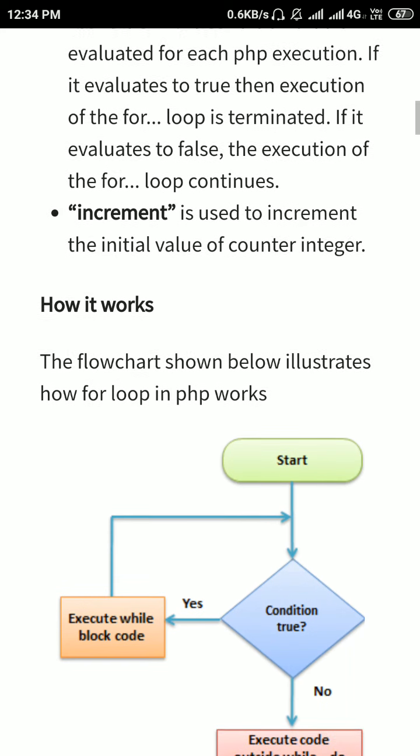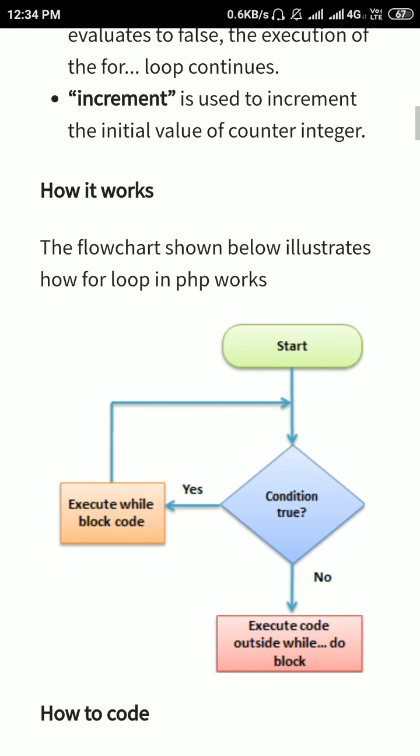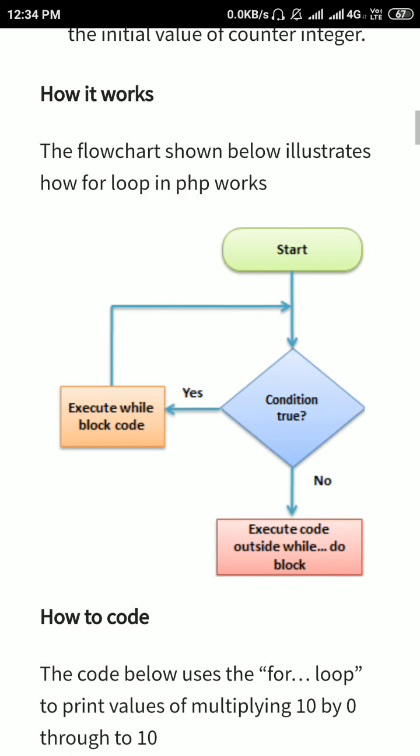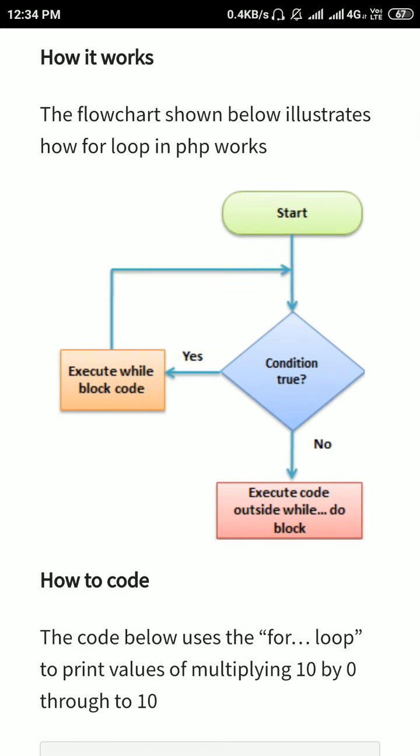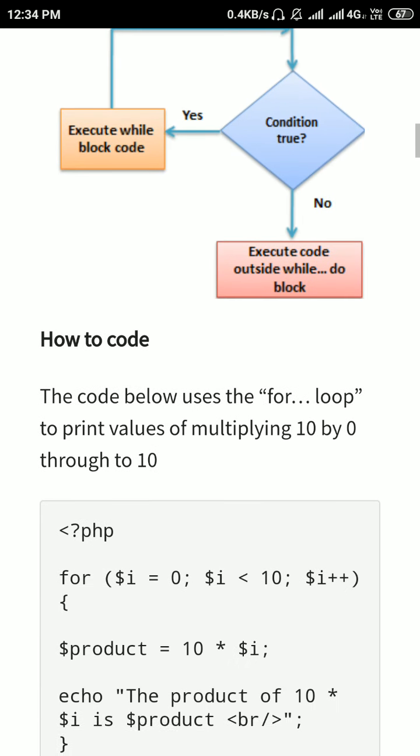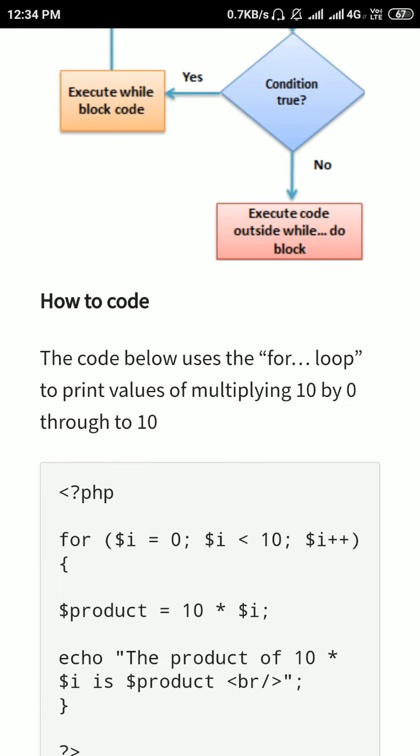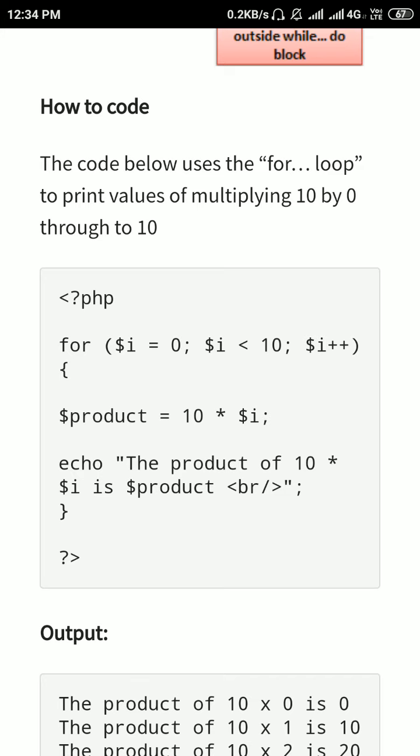How it works, let's understand with the flow diagram. First you have to start, and then you have to check the condition statement. If yes, execute the block. If no, execute the code outside the loop block. So how to code? The code below uses the for loop to print the values of multiplying 10 by 0 through to 10. So here is the syntax.